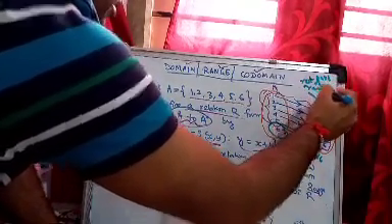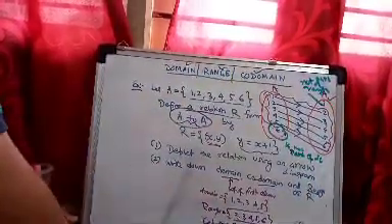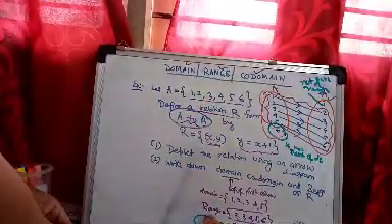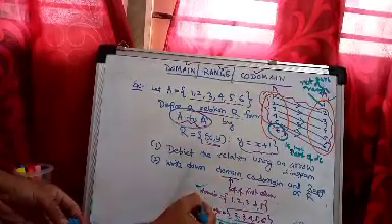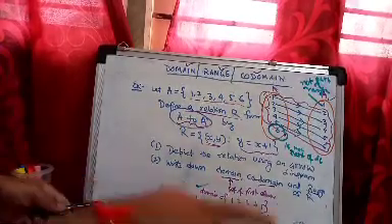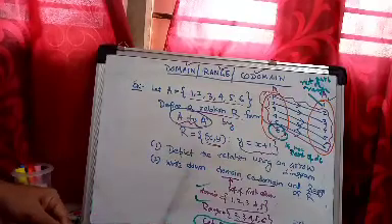You understood? Because they're not part of the relation. But 1 is part of the codomain, because the codomain is the whole set. Range you remember, domain you remember, and codomain. Hope you understood this. Okay? So thank you.